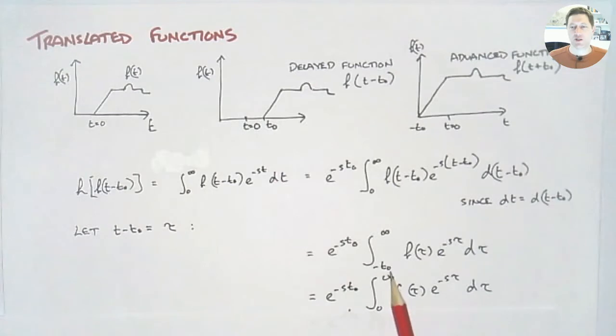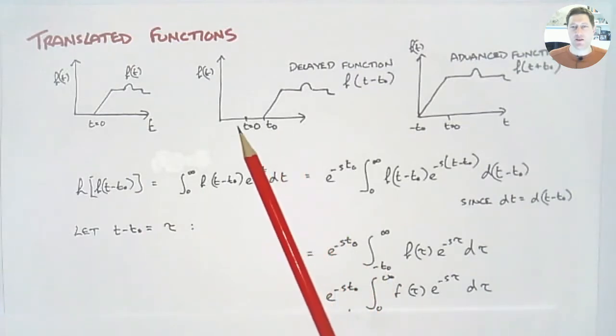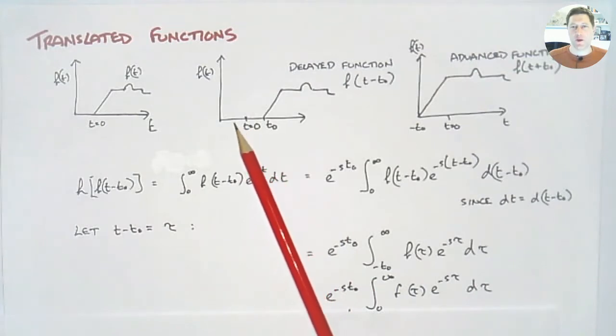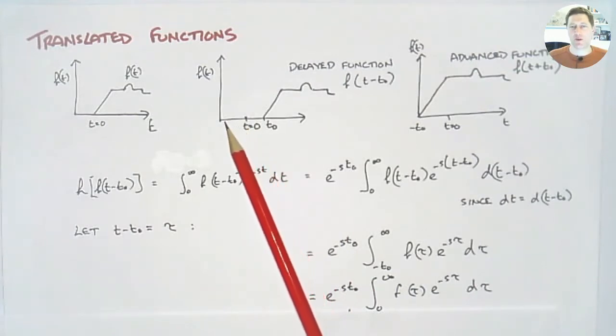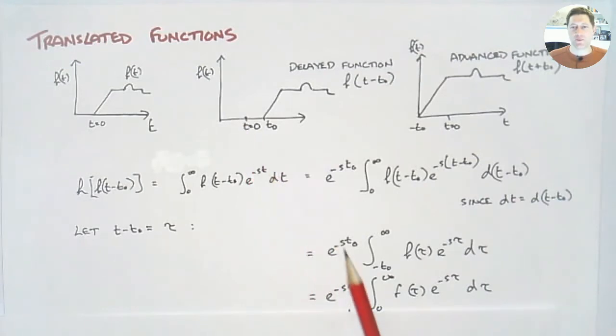We need to change the limits of the integral. We've changed it to 0 to infinity rather than minus t0 to infinity. Is that okay? Well, for our delayed function, that's not a problem because everything's equal to 0 anyway when t is negative. So these two things are the same. That's great. That's now given us an expression for our Laplace transform.